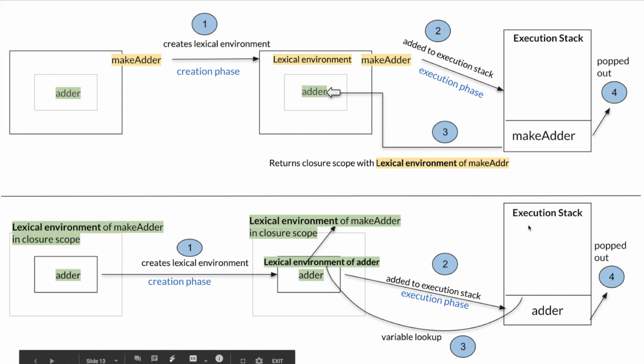The JS engine, while executing, tries to look for the variable sum in the adder function's lexical environment. This is where the variable lookup comes into picture. Since it's not part of the lexical environment of adder, it will look it up in the attached closure scope of makeAdder, in the same way we previously discussed about the lexical scope chain. If sum is found in the scope chain, the execution moves forward. And that is how the closure gets created.